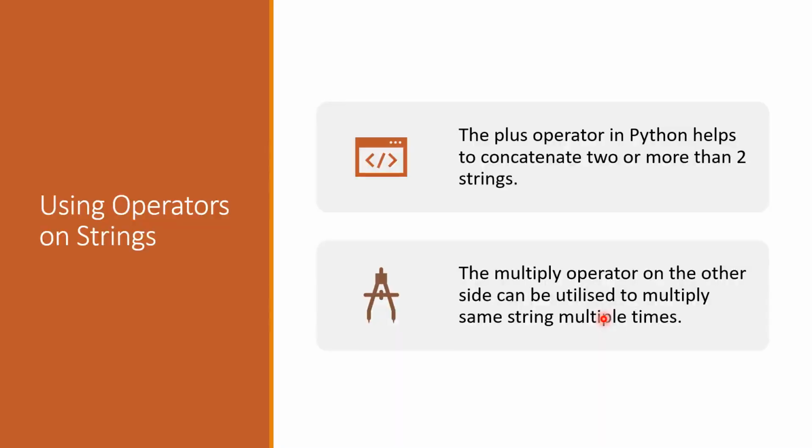Now next, let's understand about certain operators which we can use with our string type value. In Python, the string type values are incredibly special. This is because Python allows us to use the plus operator as well as multiply operator on strings. So the role of a plus operator is to concatenate two or more than two string values, and the multiply operator on the other side can be utilized to multiply the same string value multiple times. Now this thing we can understand better with the help of an example. So I will jump on to my example.